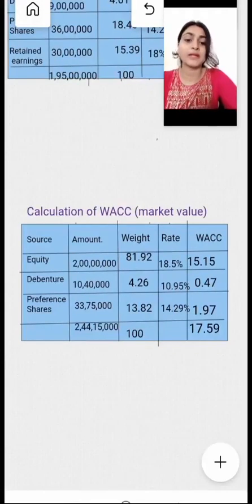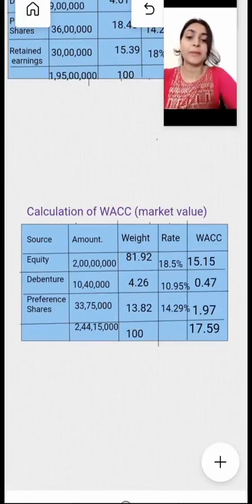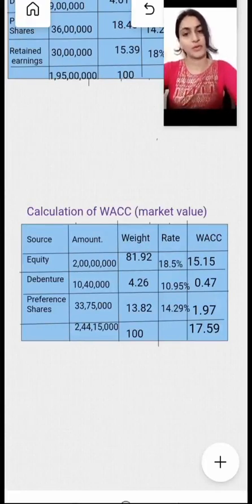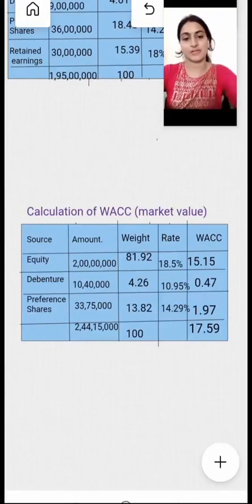Then rate is nothing but what we just now calculated, right? The same rate you have to write over here. Weight multiplied by rate will give weighted average cost of capital. So 81.92 into 18.5% will get 15.15. Similarly, we should do for debentures and preference shares. When you add all the weighted average cost of capital, we'll get 17.59. So I hope you understood the sum. Thank you.